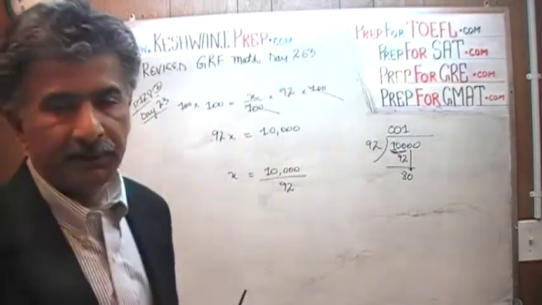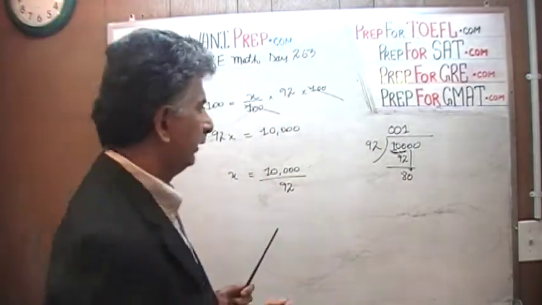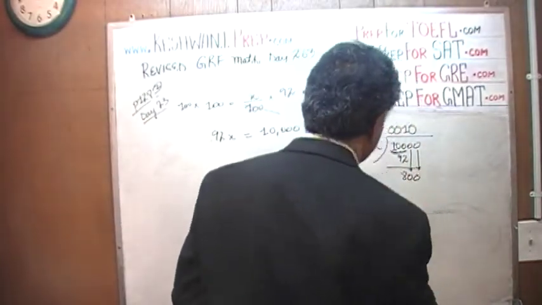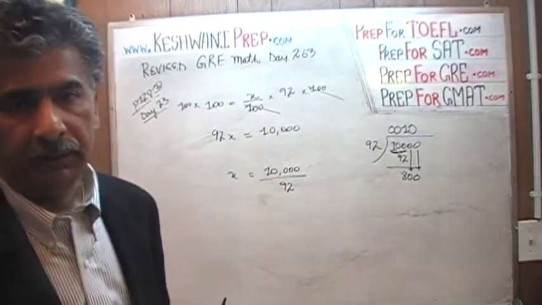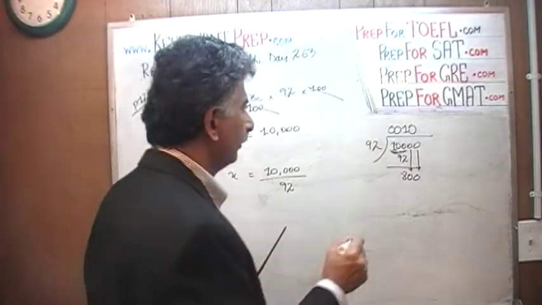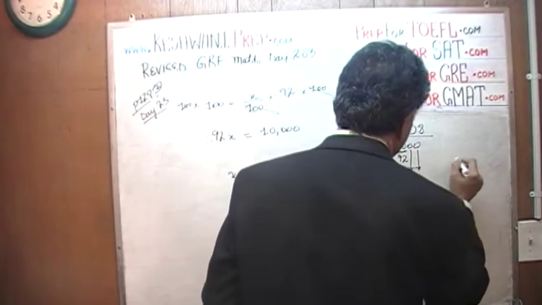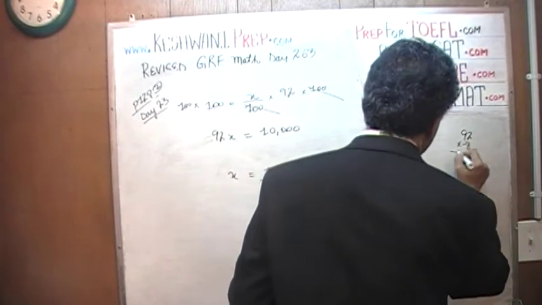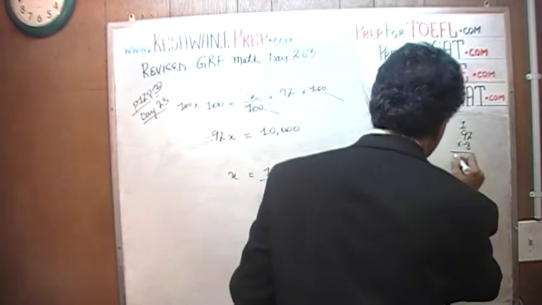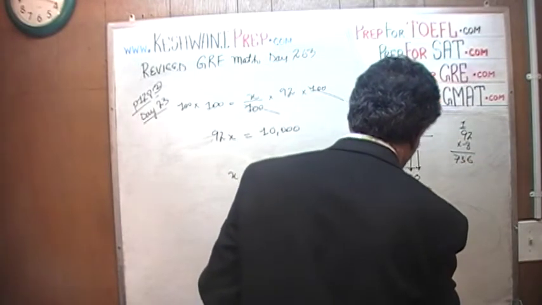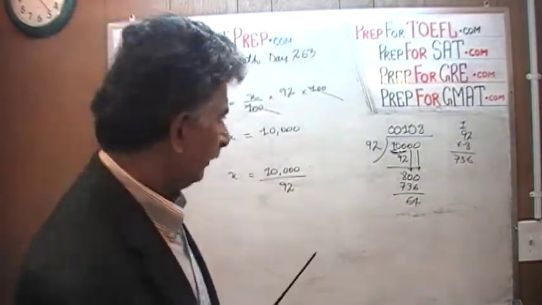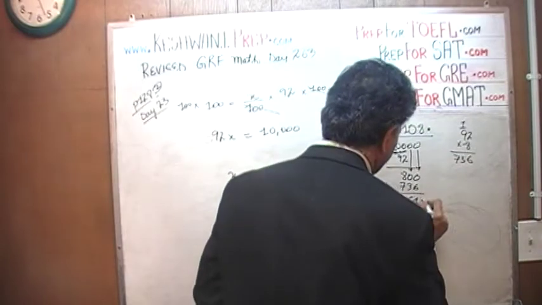How many 92s in 80? 80 has no 92s. We drop down the 0. Now it is 800. How many 92s in 800? Well, if it's 800, it must have 8 92s. Let's find out. 92 times 8 is 16, 1, 9 8s are 72, plus 1 is 73. That gives us 64. We put a decimal point here, and we stick a 0 here.